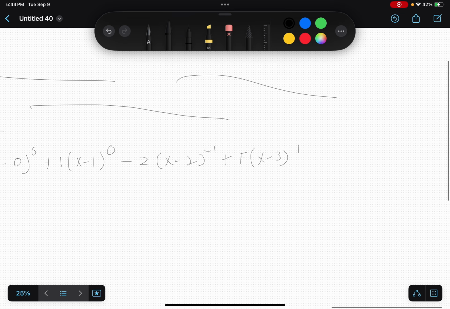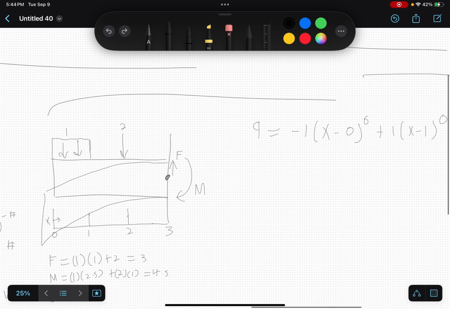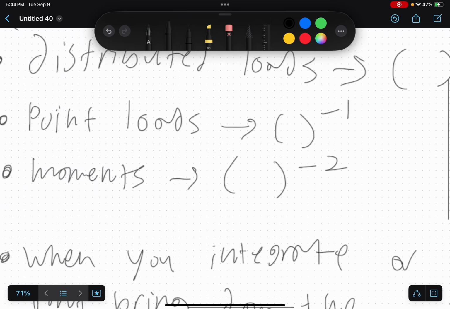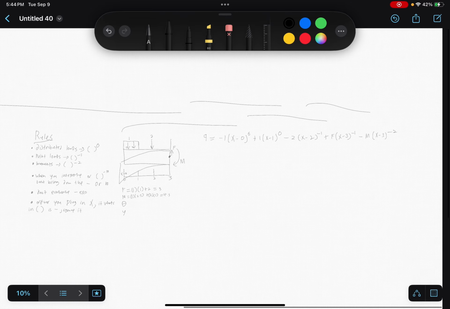Which is also a -1. And then we have plus or a minus for the moment. I think it would be a minus for the moment because I have to put my thumb into the page for the right hand rule. -2.